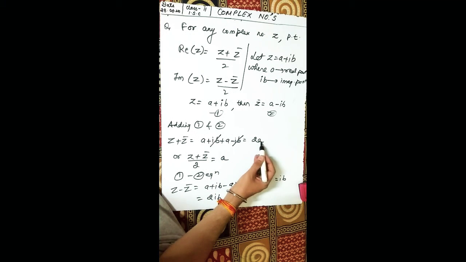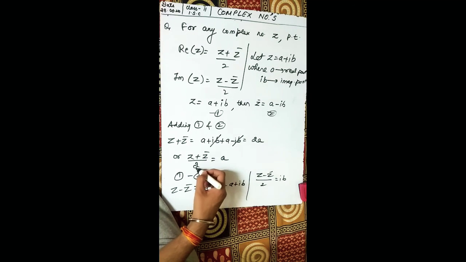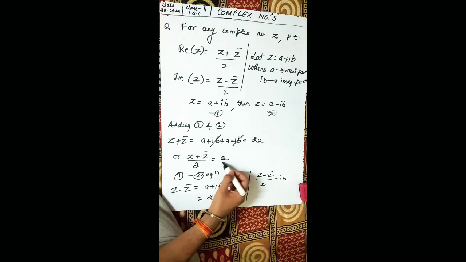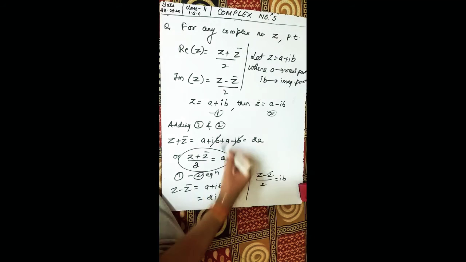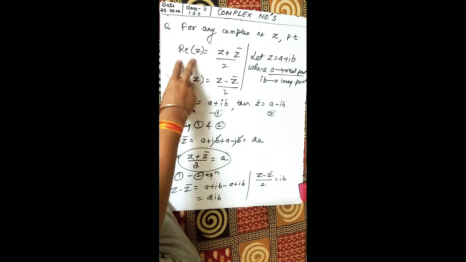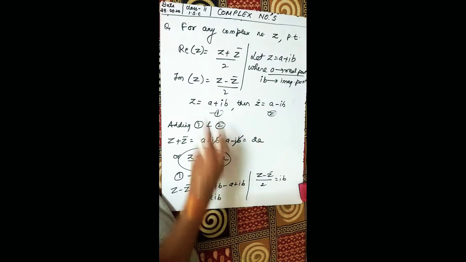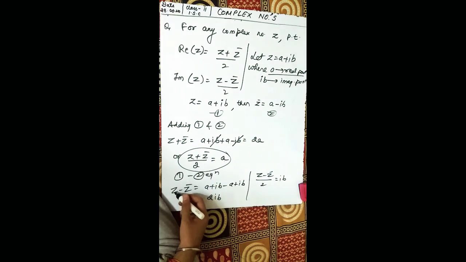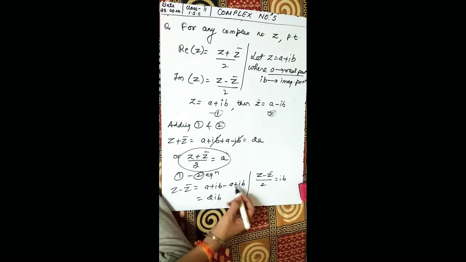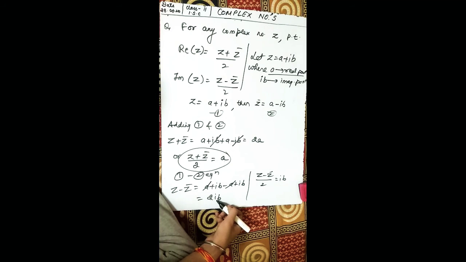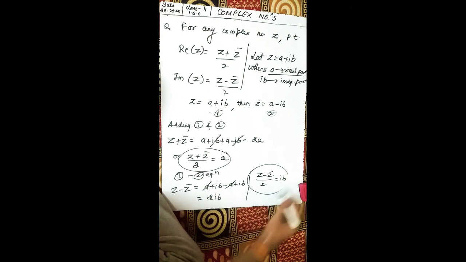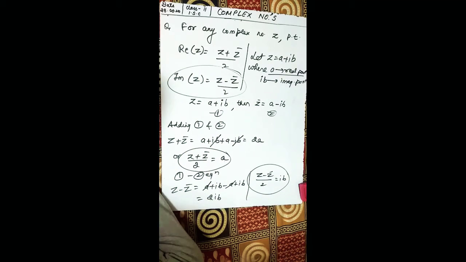You will get 2a, and 2 will come in the denominator, so (z plus z bar) upon 2 is equal to a. That means this is the real part, so the real part is (z plus z bar) upon 2. Similarly, equation 1 minus equation 2, you will do, so z minus z bar is equal to this. So finally here a minus a, and plus 2ib will be remaining. Take 2 in the denominator, so this is the imaginary part and hence it is proved.